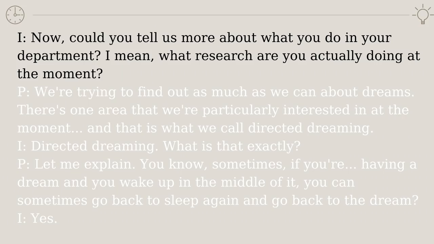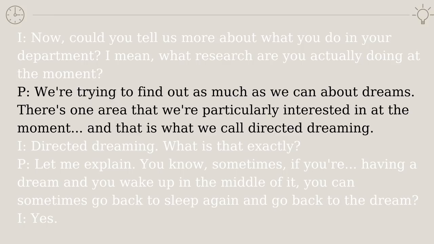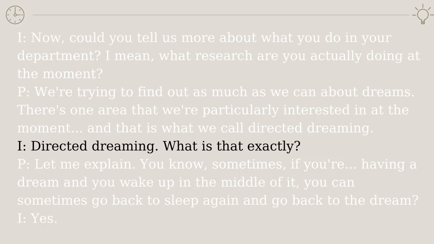Now, could you tell us more about what you do in your department? I mean, what research are you actually doing at the moment? We're trying to find out as much as we can about dreams. There's one area that we're particularly interested in at the moment, and that is what we call directed dreaming. Directed dreaming? What is that exactly?